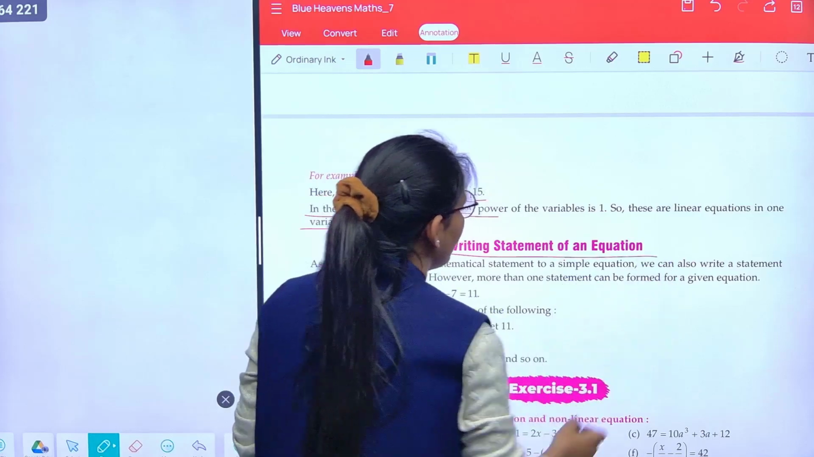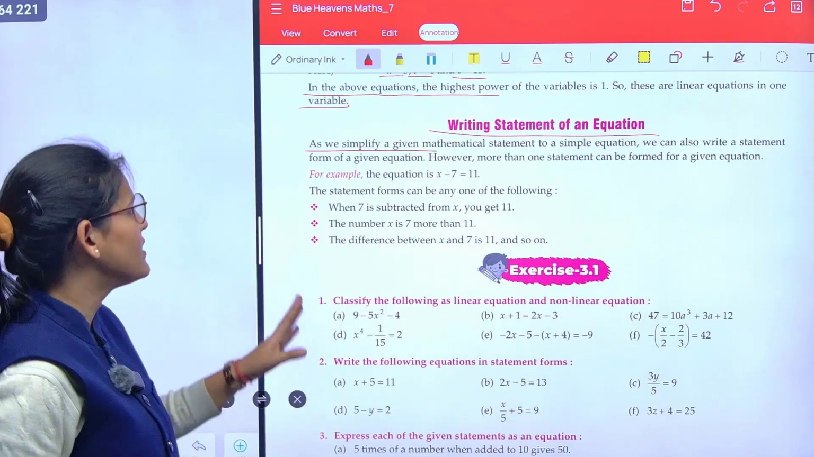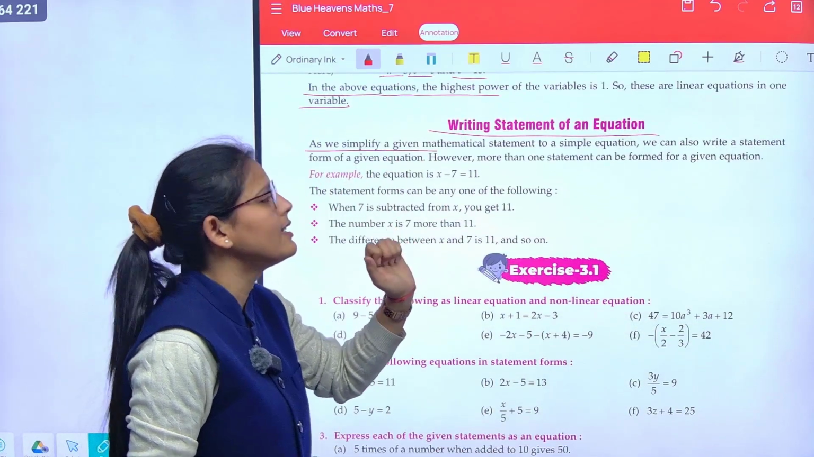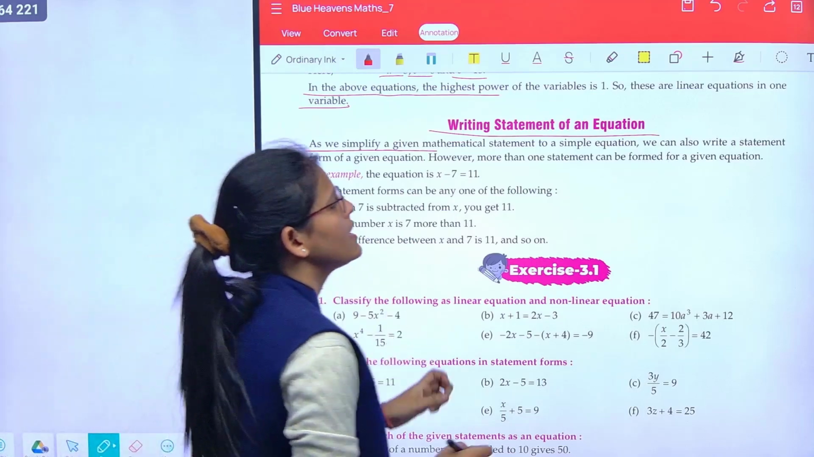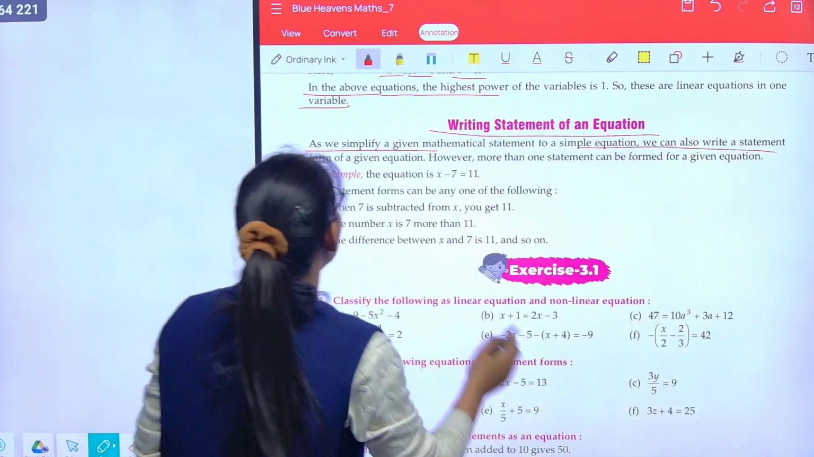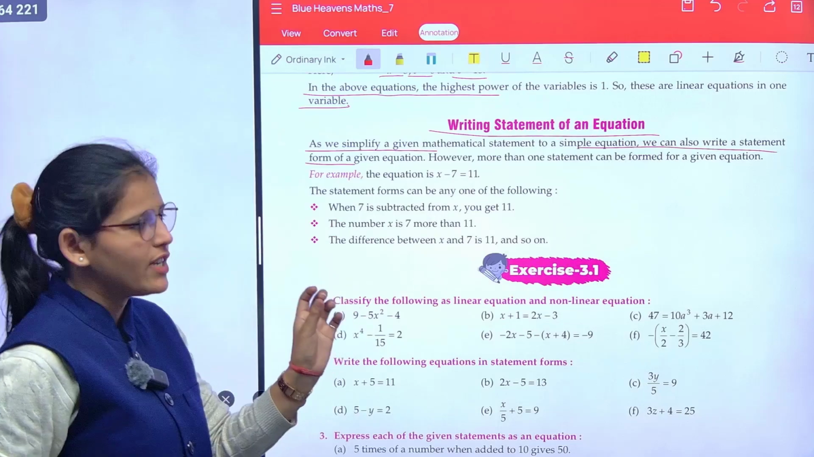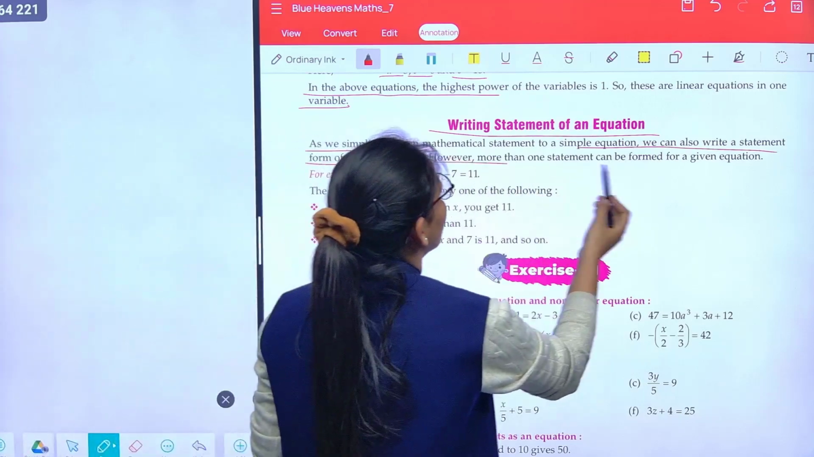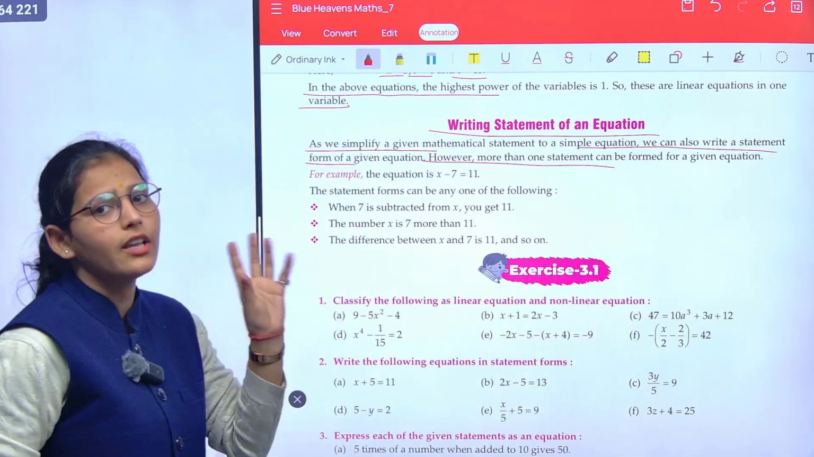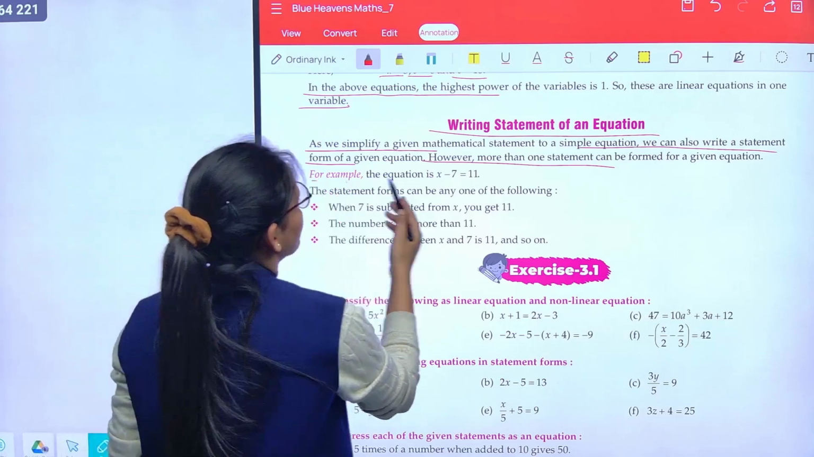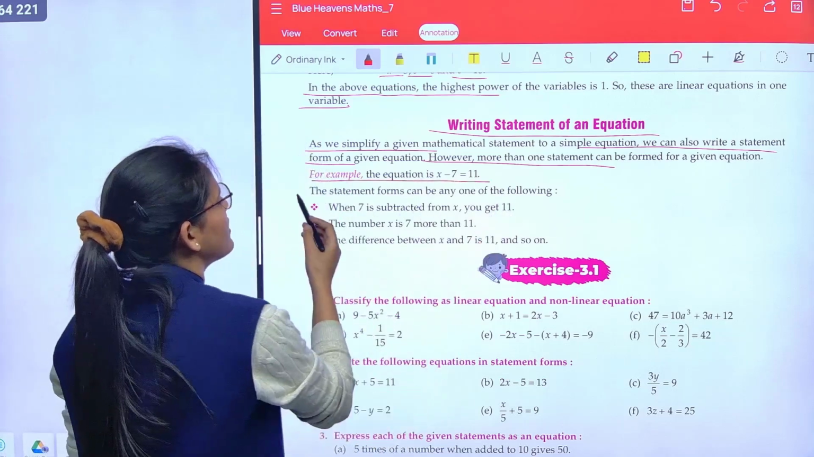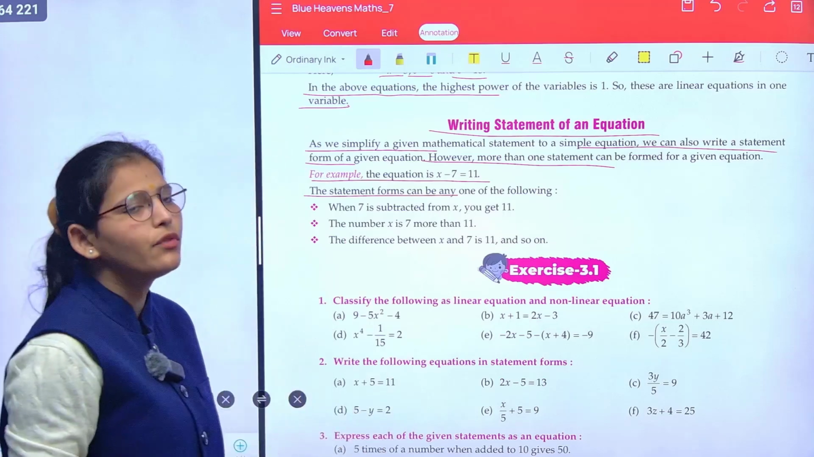Writing statement of an equation. Now class, as we simplify a given mathematical statement to a simple equation, we can also write a statement form of a given equation. However, more than one statement can be formed for a given equation. For example, the equation is x minus 7 is equal to 11. The statement form can be any one of the following.